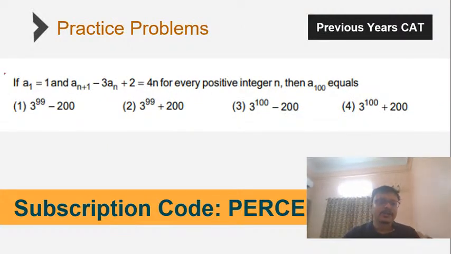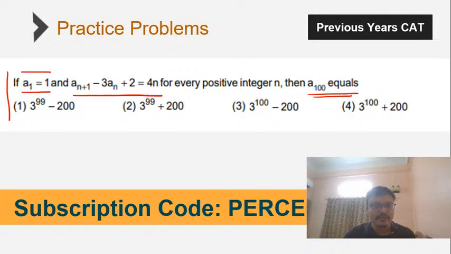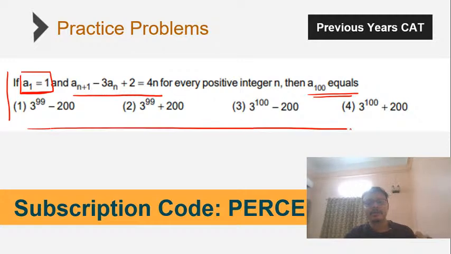Let's move on to the next one. So we looked at questions on numbers, arithmetic, geometry, and so on. Let's look at a question on functions and progressions. So here it says if a1 is equal to 1 and a(n+1) minus 3a(n) plus 2 equals 4n, then what is the value of a100? Again, all you need to do is simply observe patterns. So just check, they've given you the value of a1, simply check which of the options is satisfying that pattern and accordingly mark your answer.